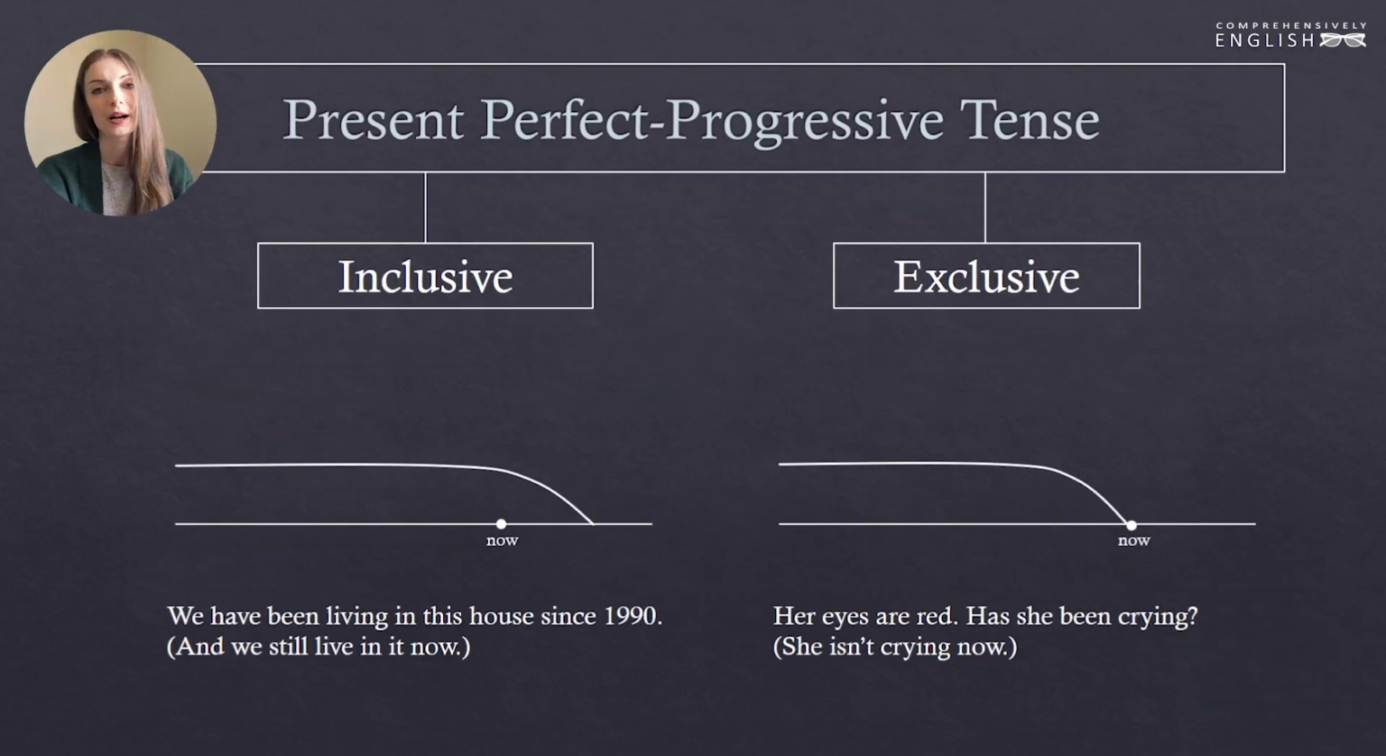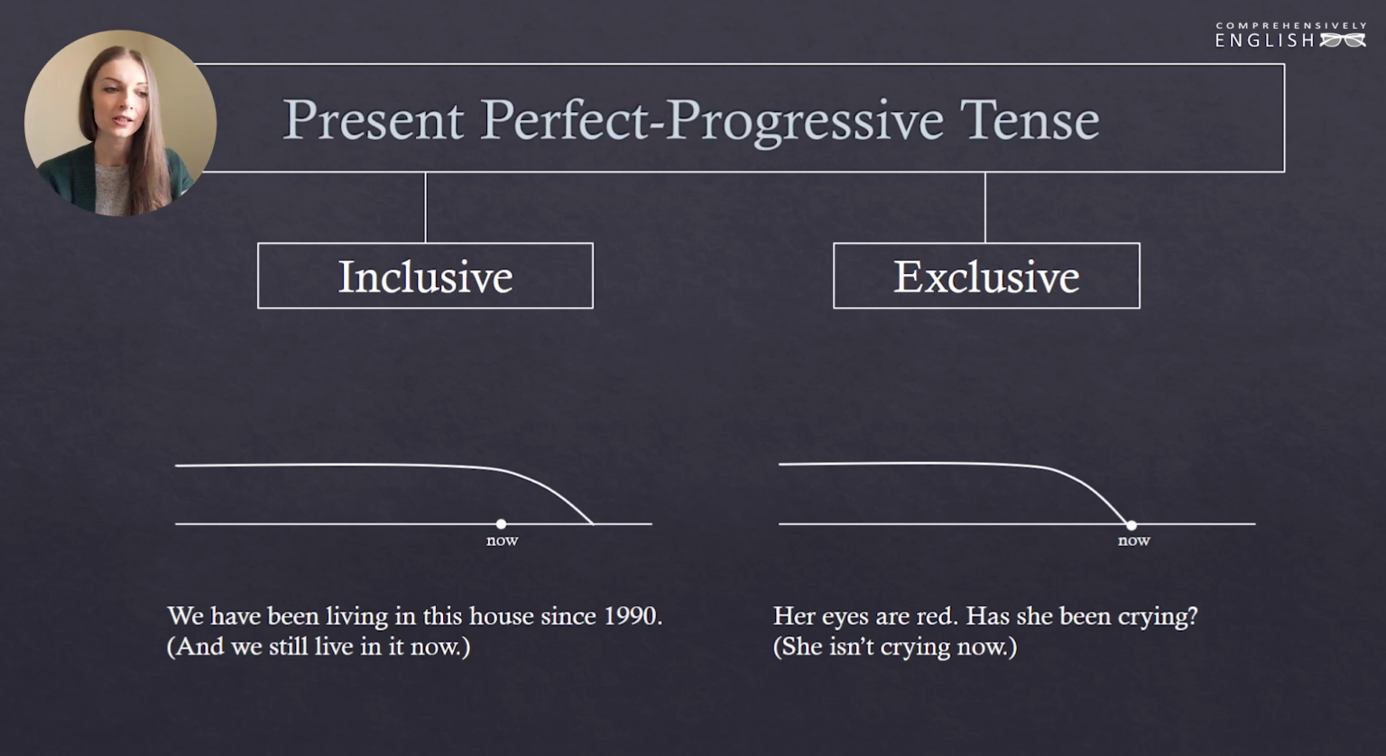"been," that stays in front of your main verb. The present perfect progressive tense can be inclusive and exclusive. What does it mean? Inclusive includes this particular moment of time, that is now. It's more than now. Exclusive ends right here and right now. Let's look at the examples. We have been living in this house since 1990 and we still live in it. So it's an example of an inclusive present perfect tense. The present moment is included.